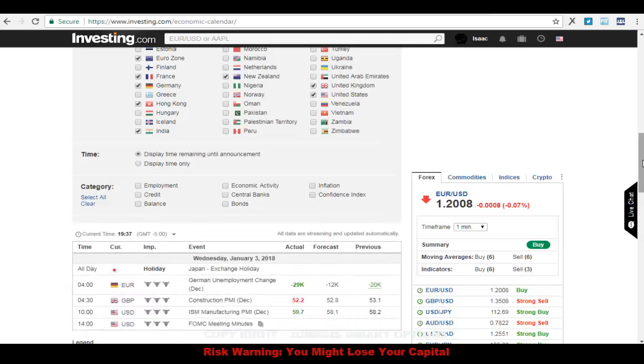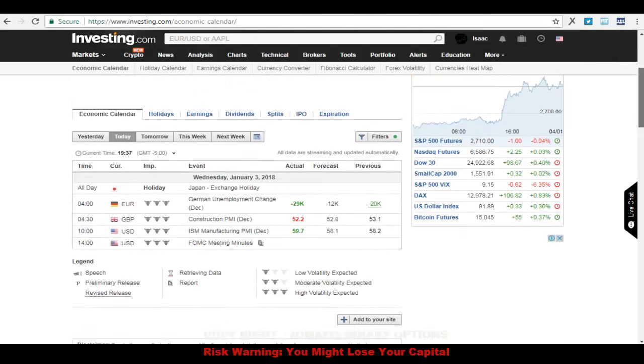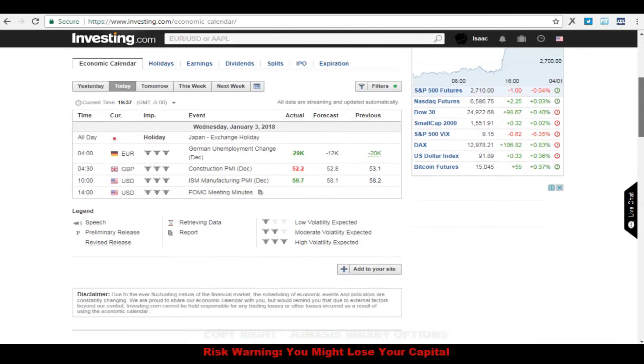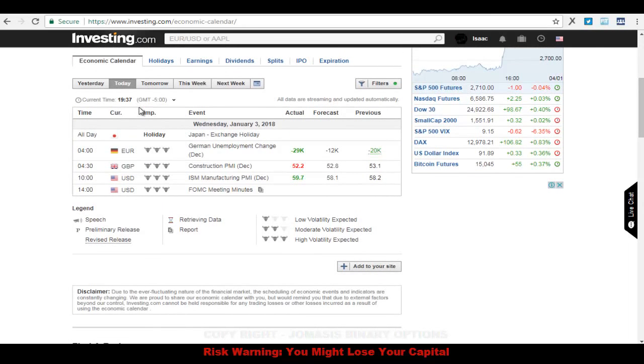Then we have to wait for this to load. After we have clicked apply, this is what we have. Here we have yesterday, today, tomorrow, this week, and next week. Our major concern here is today. As you can see, these are the currencies that are affected by big news releases. When you see a currency with these three bulls, it means the market is going to be very volatile, and trading in a highly volatile market is not good, especially for newbies.